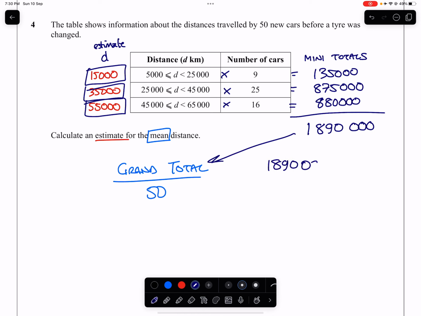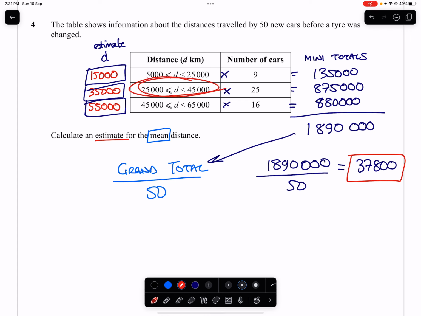We're going to be dividing it by 50, and that's what we type into our calculator, which will give us 37,800. We can always check to make sure that our answer makes sense. So whenever you do this, finding the estimate of the mean, the number you should get should lie somewhere in the middle here. So 5,000 being the smallest, 65,000 being the biggest. We're in between, it makes sense.